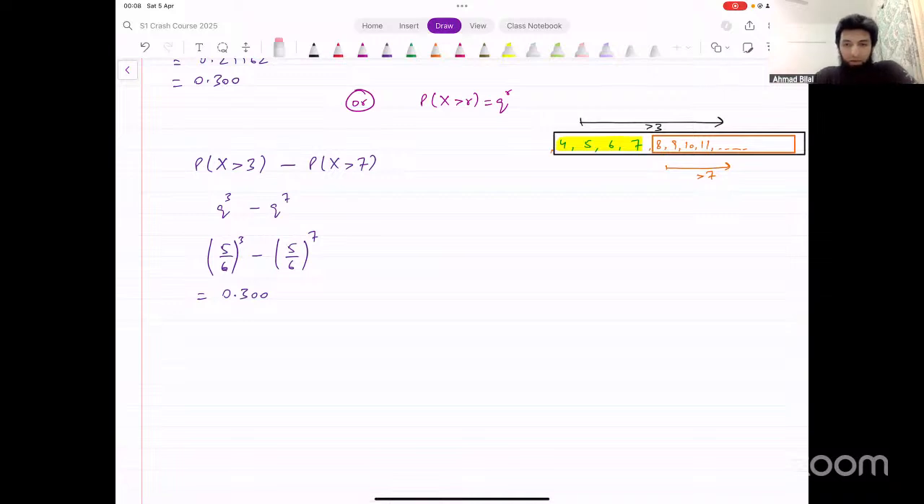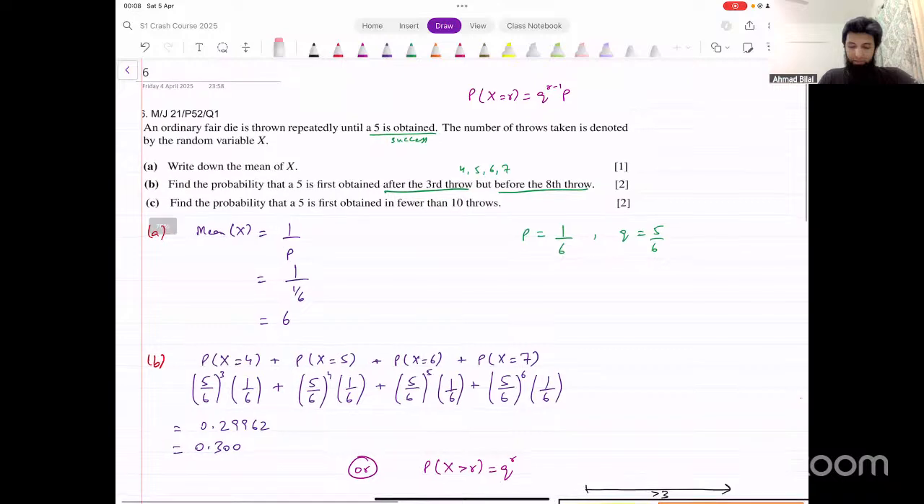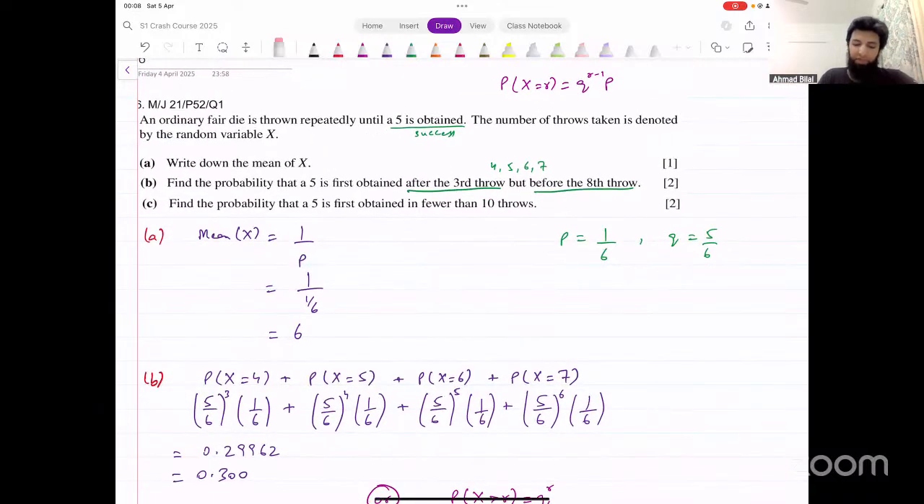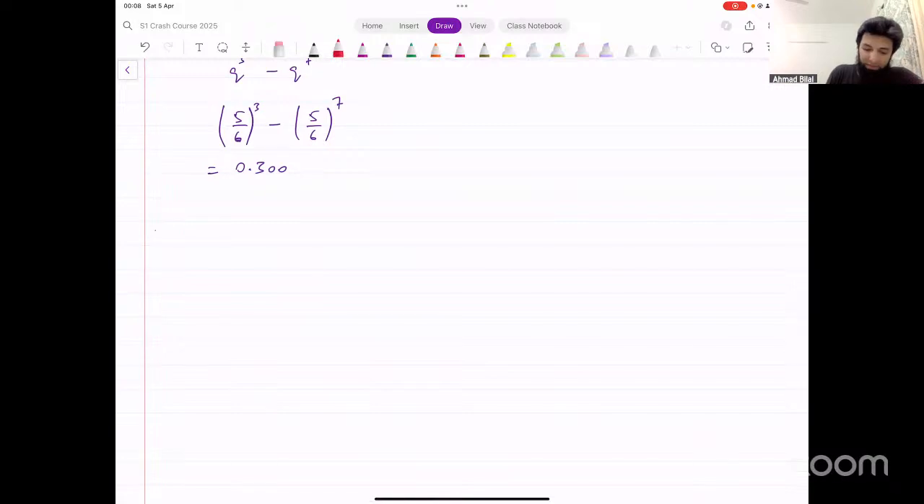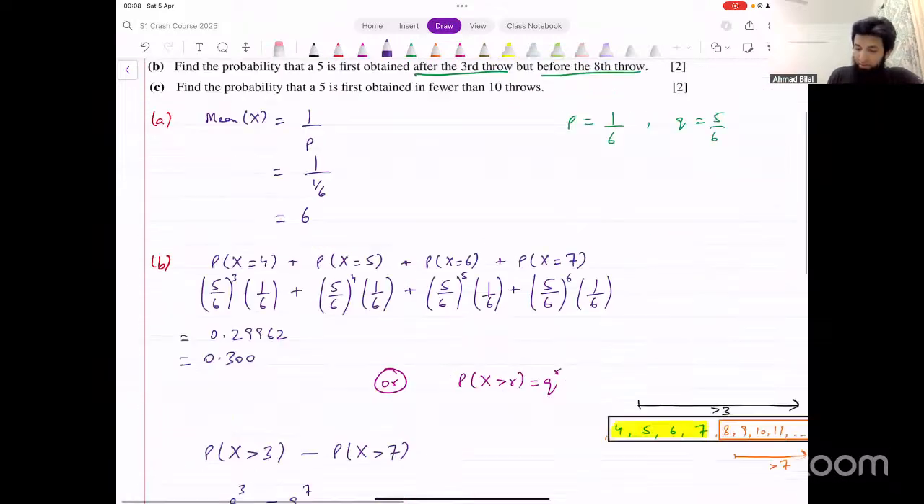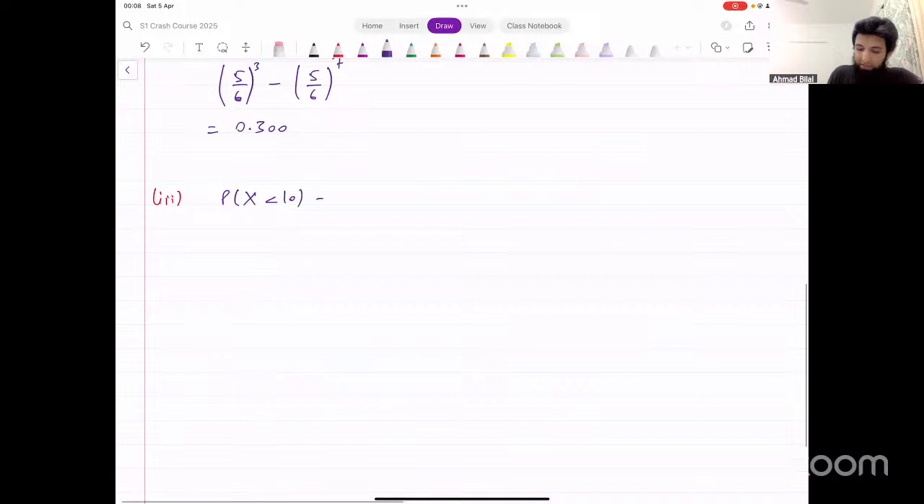All right. Let's look at part C of this. Now it says find the probability that a 5 is first obtained in fewer than 10 throws. Fewer than 10 throws. How do you understand that? Fewer than 10 throws, that's x less than 10. Now that's a standard case that we have done before. Probability of having the first success before the 10 throws, x less than 10.